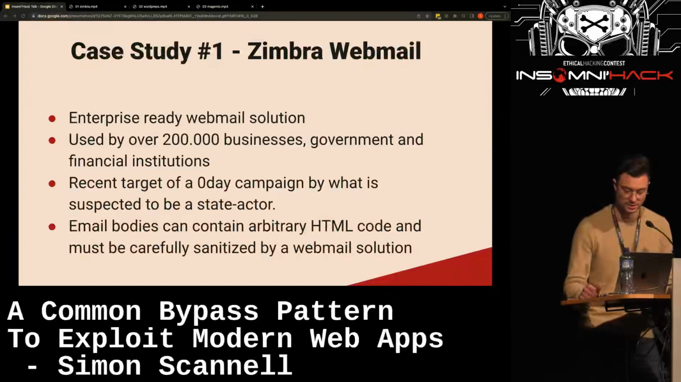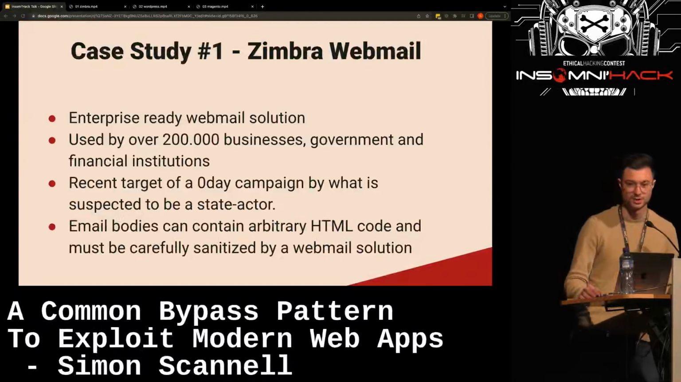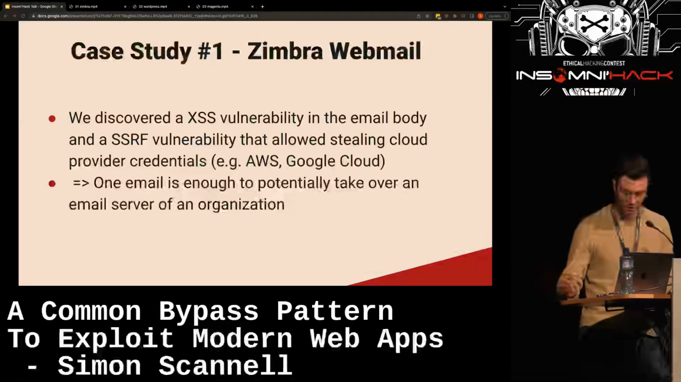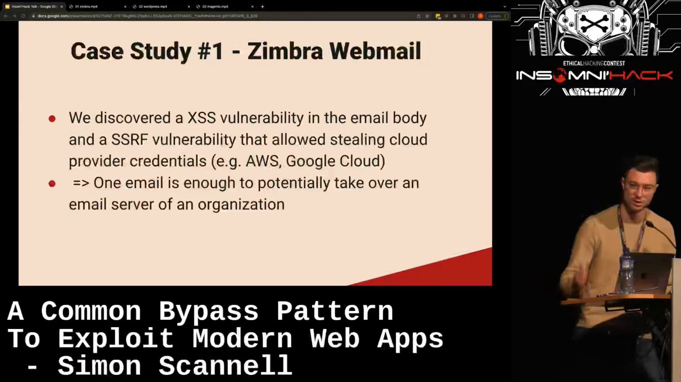So it goes to show it is an interesting target used by governments, and email bodies can contain arbitrary HTML code, and it must be carefully sanitized, and there's a lot that can go wrong here. So we chose it as an interesting target for pwning. We discovered an XSS vulnerability in the email body and an SSRF vulnerability that allowed stealing cloud provider credentials, for example, from AWS or even Google Cloud. With Google Cloud, you usually need to send a header, but in the SSRF, you could actually send arbitrary headers, meaning you could even steal Google Cloud tokens, which was pretty cool. So one email is enough to potentially take over an email server of an organization. Just someone needs to click it.